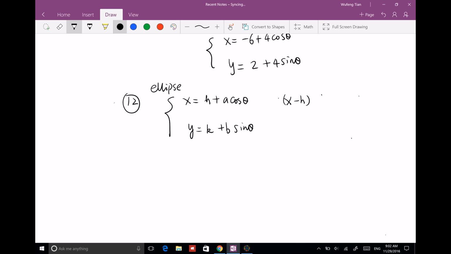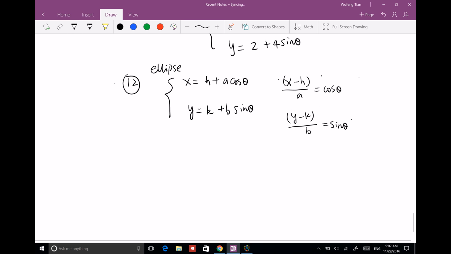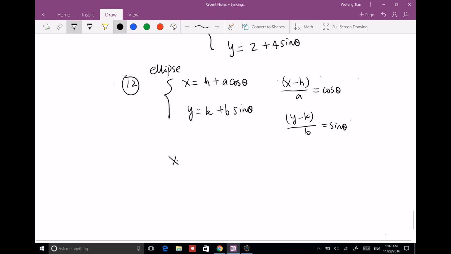minus h over a equals cosine theta, and then this one you got y minus k over b equals sine theta. Since cosine theta squared plus sine theta squared equals 1, so we will have x minus h squared over a squared plus y minus k squared over b squared equals 1.